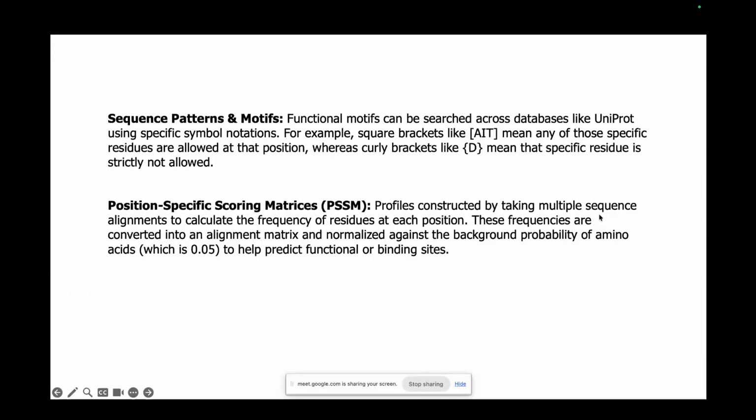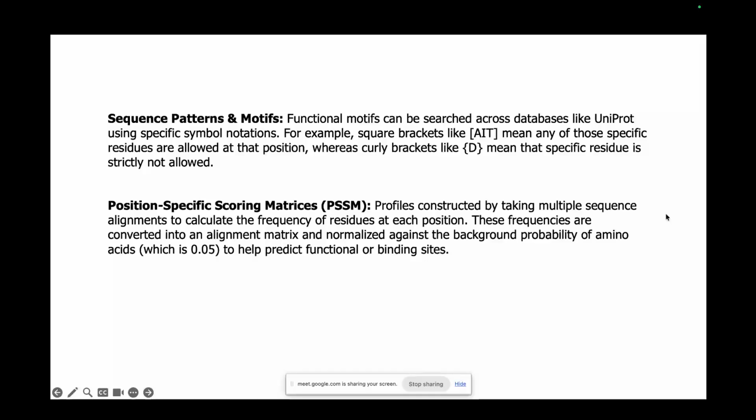Okay, so we also talked about these two things in terms of sequence patterns and motifs. You have specific notations where you can use a set of amino acids describing a particular protein sequence, but you can have variability in the sequence as well. For example, at a particular position you might have any one of a set of residues, right? So we can use this kind of syntax to show that.